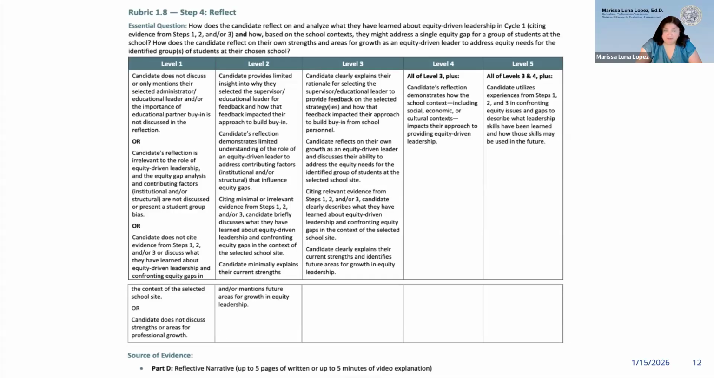And that the candidate reflects and then they clearly explain their current strengths and then identify future areas for growth. And we already talked about that they share relevant evidence from different steps to clearly describe. Now, Sherry.